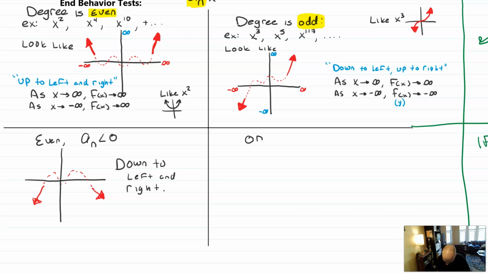And for odd, if the leading coefficient is negative, you're going to have a reflection of the graph above as well. Now in this case, I'll be going up to the left and down to the right with some other stuff going on, possibly in the middle.